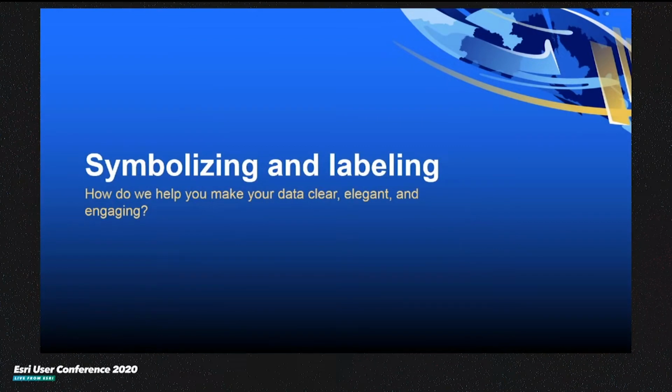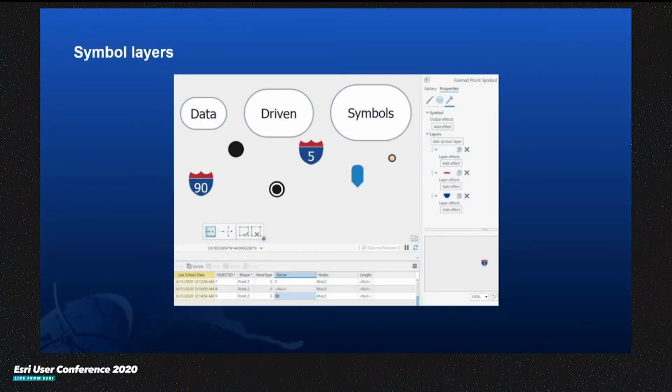So, you've explored and generalized your data. Next, we use symbols and labels to make it clear, elegant, and engaging. Symbology in Pro is layer-based. You can define as many layers to your symbology as you want, and then style them independently.